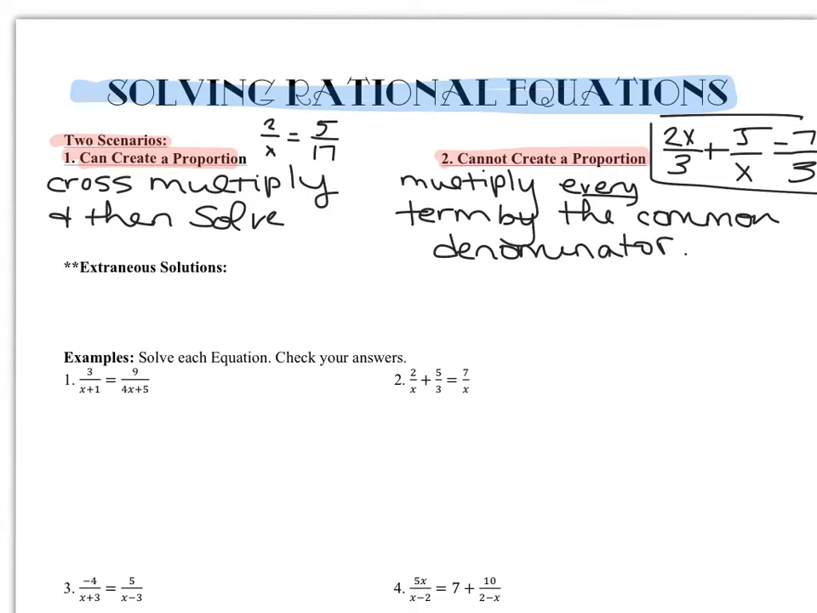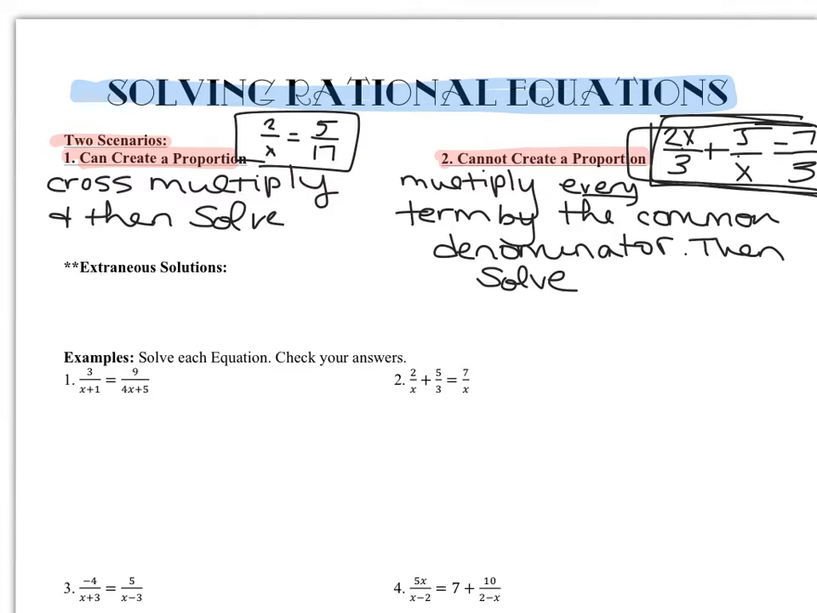So you have a couple options. Both of these you learned in Algebra 1. If you have a proportion, you can just cross multiply. Or if you don't have a proportion, you would just multiply everybody by a common denominator. In this example, my common denominator would be 3x. So I'd multiply all three terms by 3x, and then I would solve to get my answer. So I'd multiply every term by a common denominator, then solve.